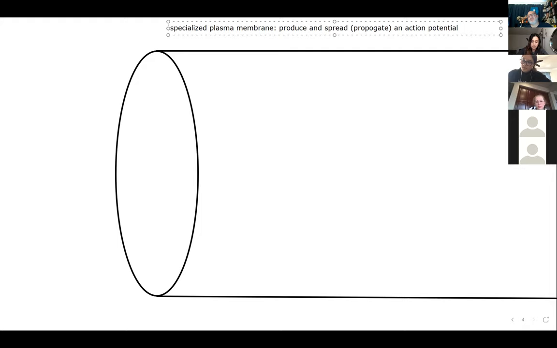And so not surprisingly, we give it a specialized name. We call it a sarcoplasm. So the sarcoplasm is the plasma membrane of our muscle cell. And we give it a special name because it's specialized. It's specialized to produce and spread an action potential.